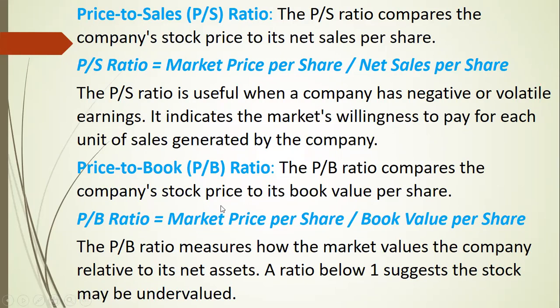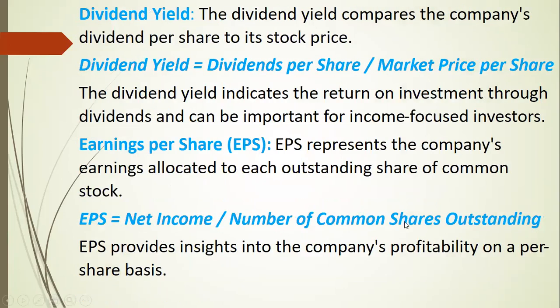The price to book compares the company's stock price to its book value per share, isn't it? So the book value is where you see ordinary shares, e.g. 10 shillings per share, isn't it? The par value. Then we have earnings per share, net income divided by number of common shares outstanding, isn't it? Earnings per share is very common.